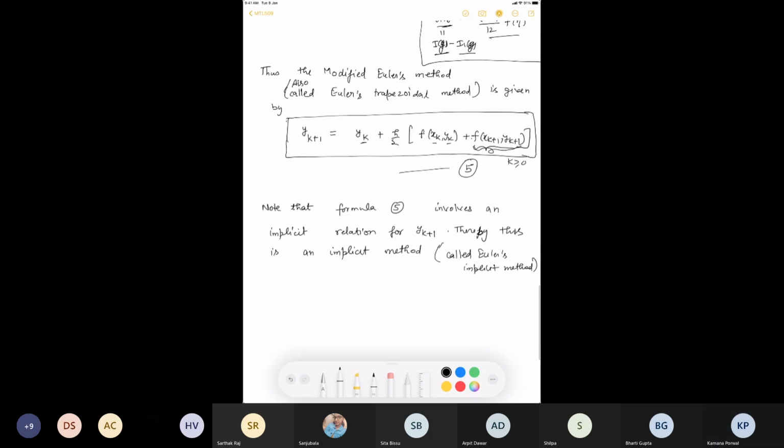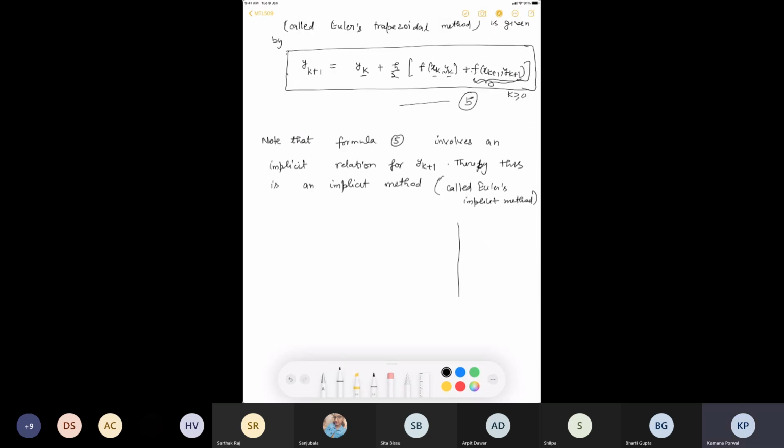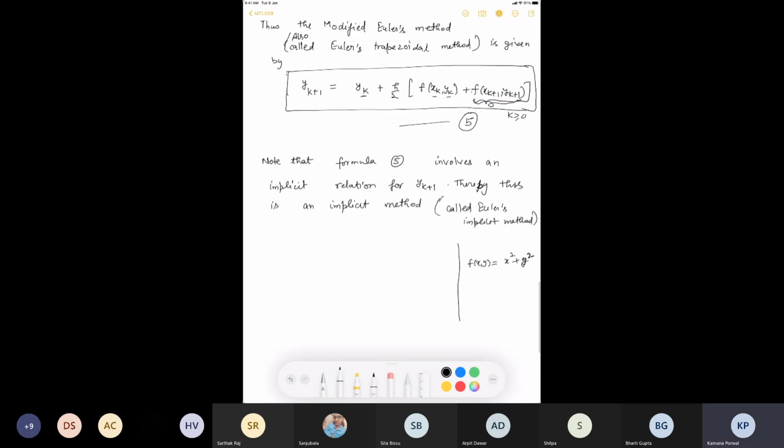All right. Now the question is, suppose you have to apply this method. So how will you solve? Suppose, knowing yk, you have to find yk plus 1. So what do you have to do? How will you find it? You can just try to imagine with some simple expression of f. Suppose f of x, y is x squared plus y squared. So how are you going to solve for yk plus 1 from equation number 5?